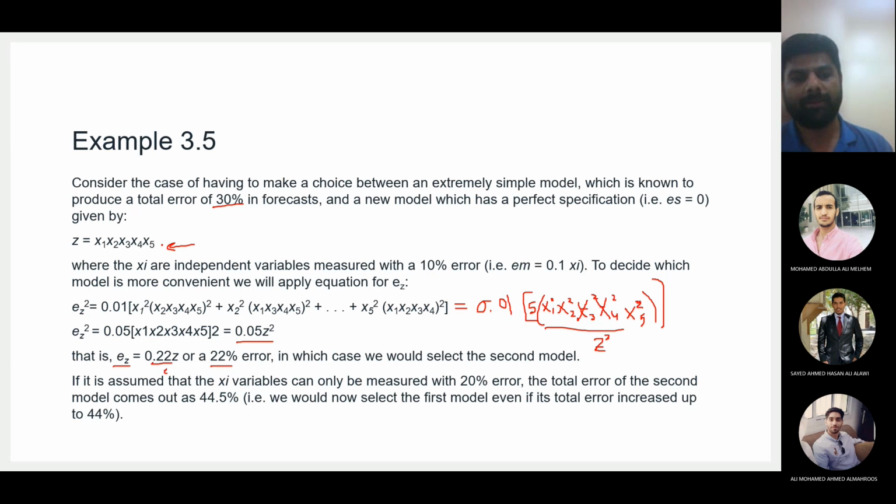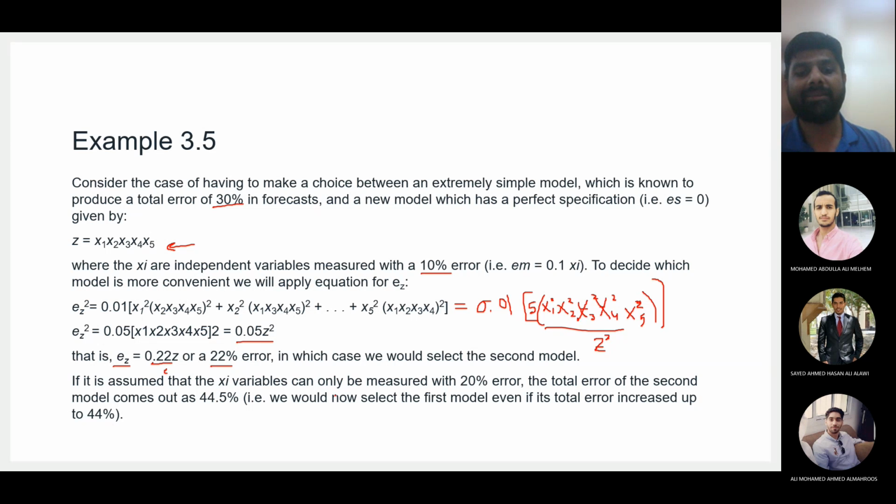This has less error. Okay, so you made the specification error 0. You increased the measurement error, but in the end, the combined effect is that the overall error reduced from 30% to 22%. So that's why you should select this model. Now this is again because the error term was 10%.